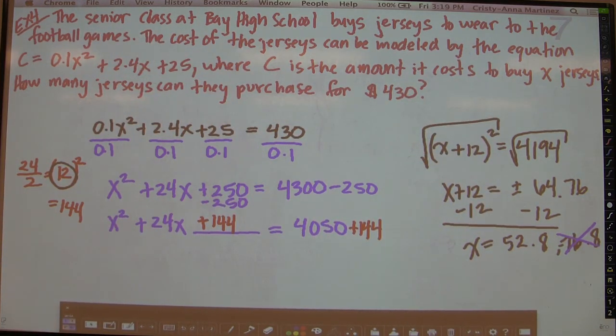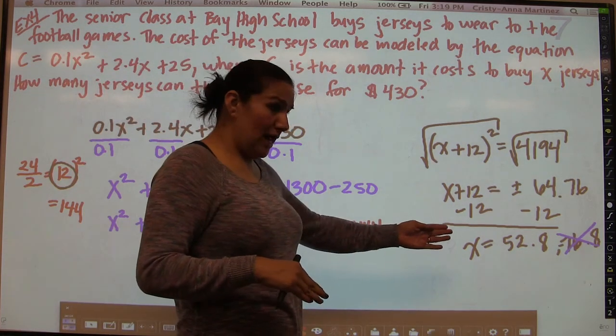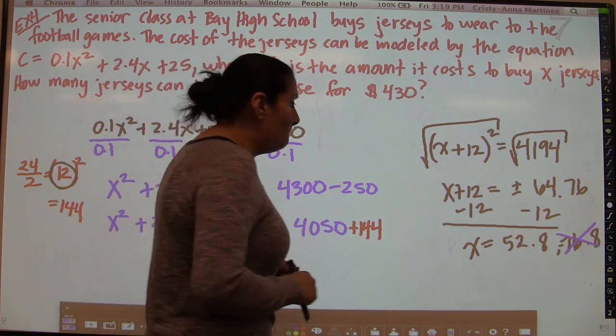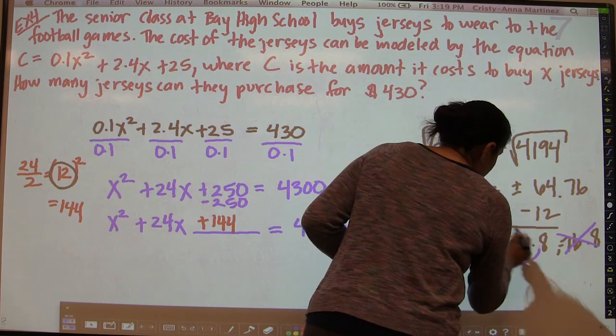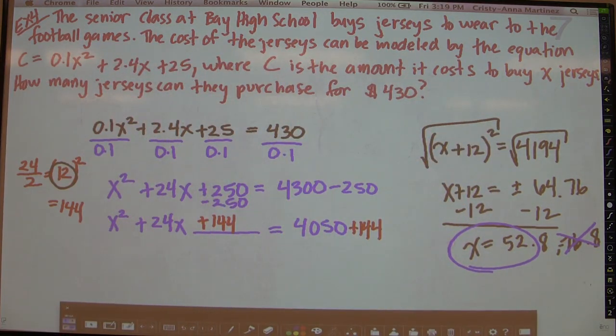But you can't buy 52.8 jerseys. You either buy 52 or you buy 53. Now you don't have enough money to buy 53 because you only have enough to buy 52.8. 53 would be too big. So you're a little bit shy to buy 53, but you can buy 52 jerseys with $430, and you'll probably end up having a few cents left over. All right, so 52 jerseys.